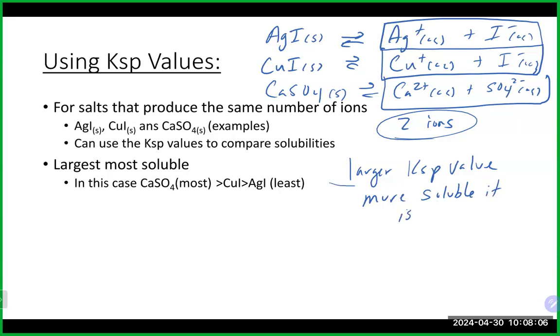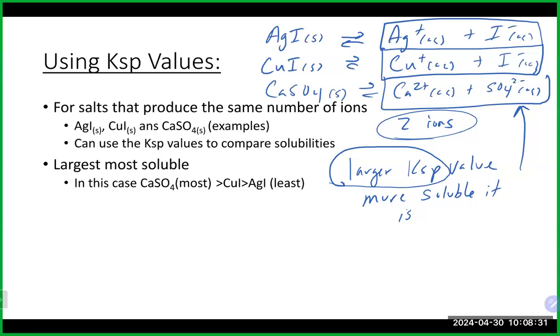And that goes back to the idea of a large K value. If we have a large K value, that means that we should have mainly products. And if we have mainly products in all these reactions, that is our aqueous ions, which means it's more soluble. The smaller the KSP value, it would mean we have more reactants, which means the thing is staying together and it should be more insoluble in that case.